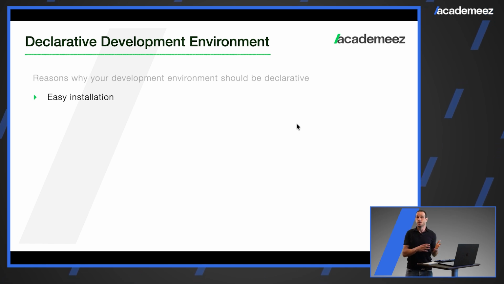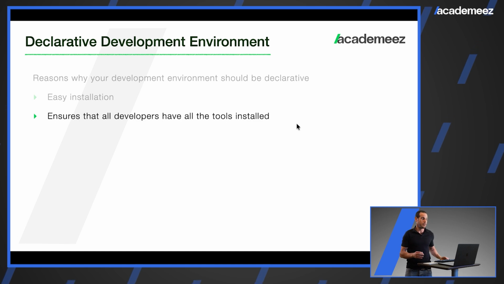First of all, easy installation. At first you need to take that extra step, but everyone that is going to join your project will have a very easy installation process. We're going to use mise, so everybody that is going to join the project, all they have to do is install mise and then run mise install, one command to install all the tools that are needed for Infrastructure as Code. So it's easy installation. Although you do that extra step, in the future, for everyone that wants to install the tools, it's a really easy process. A declarative environment ensures that all developers have all the tools installed.